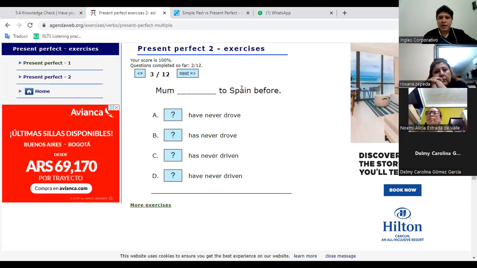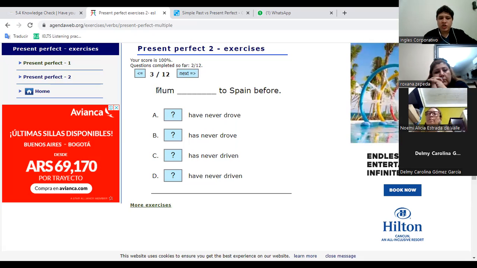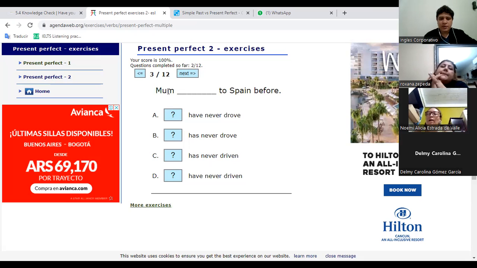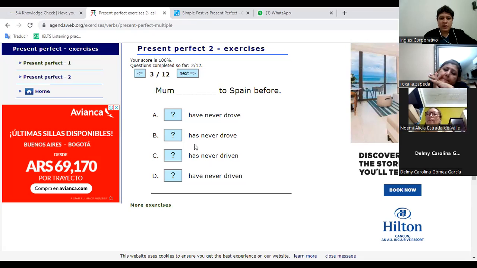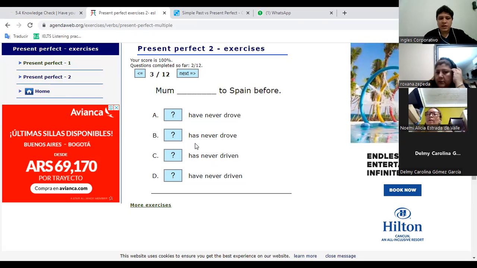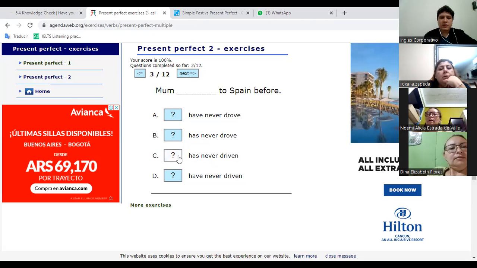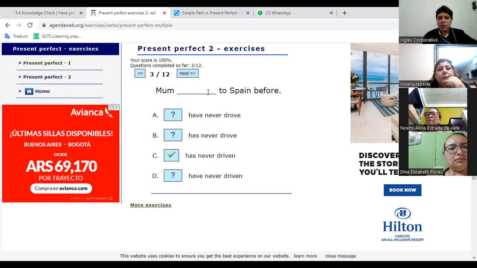Now, let's see this one, guys. Mom to Spain before. So, mom is she, right? Y para she, ¿qué ocupamos? Have or has? Has. O sea que solo tenemos estas dos: has never drove or driven. ¿Cuál sería, chicos? Letter C. Exactly. Very nice.